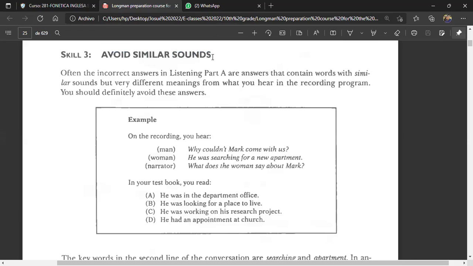It says right here. Often the incorrect answers in listening part A are answers that contain words with similar sounds, but very different meanings. From what you hear in the recording program, you should definitely avoid these answers.